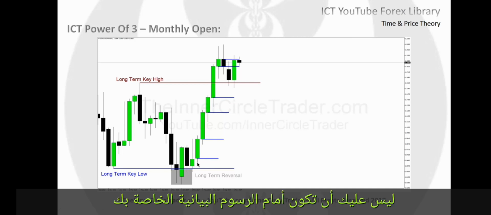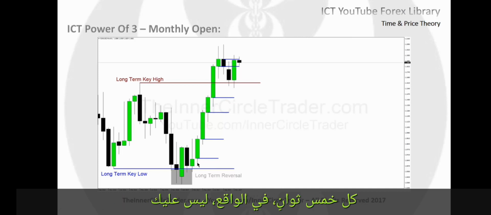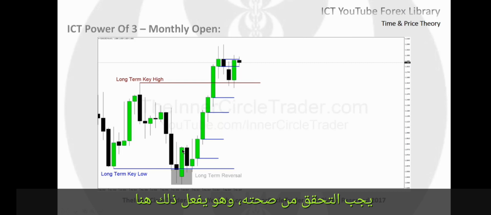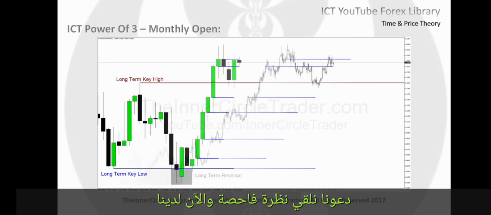You don't have to be in front of your charts every 5 seconds. In fact, you don't even have to probably watch it every day. You just got to be aware that this swing low has to be validated, and it does it here when it starts to trade above this candle's high. So with this information, let's take a closer look.